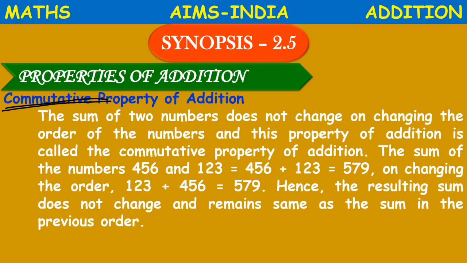See, we are having these two numbers here, 456 and 123. Now when we add these two numbers 456 and 123, we'll get the answer of 579.